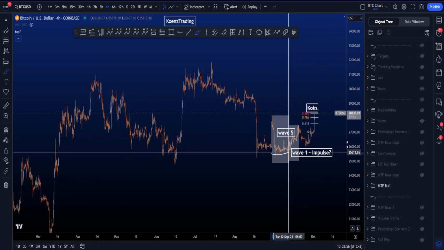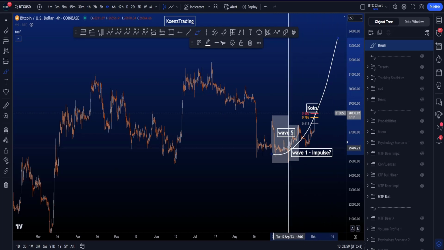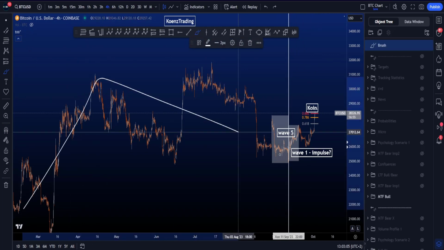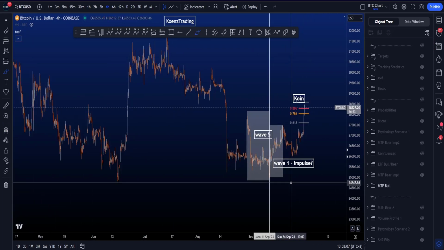That means we're then looking for either a wave 3 to the upside, which usually is the biggest, highest volume in a bigger impulse, and then a 1, 2, 3, or you're going to be looking for an A, B, and then a wave C to the upside.